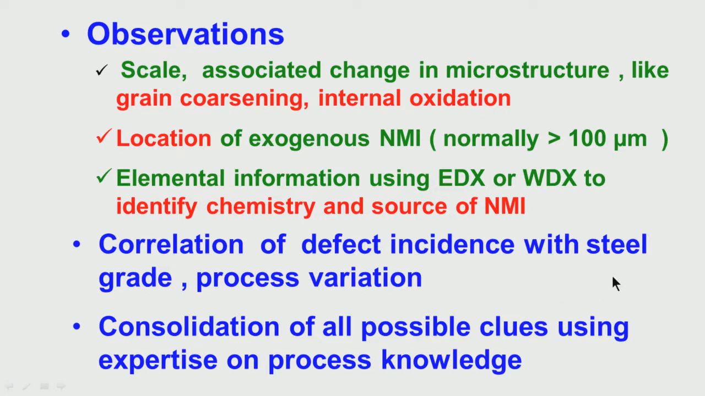So, we know what the steel grade is. From that, if you have prior knowledge, we also know what type of defect is expected. Whether it is really so, we can correlate. So, correlation of defect incidence with steel grade.